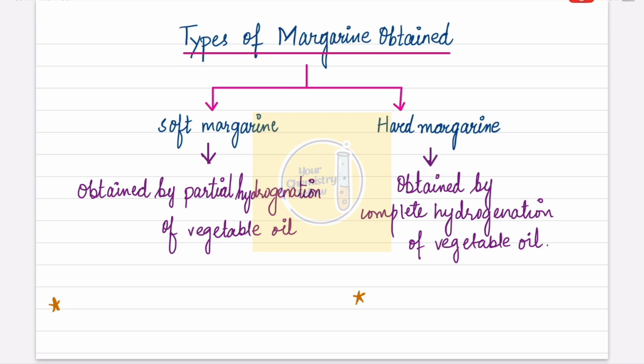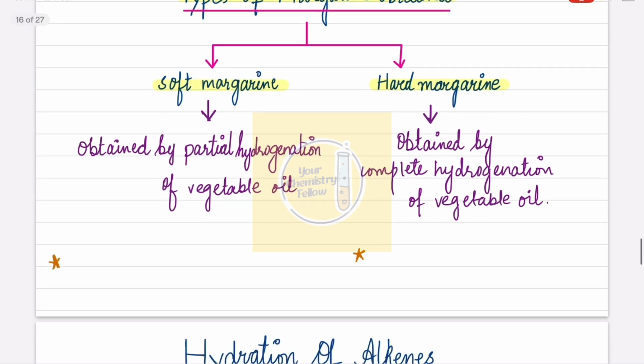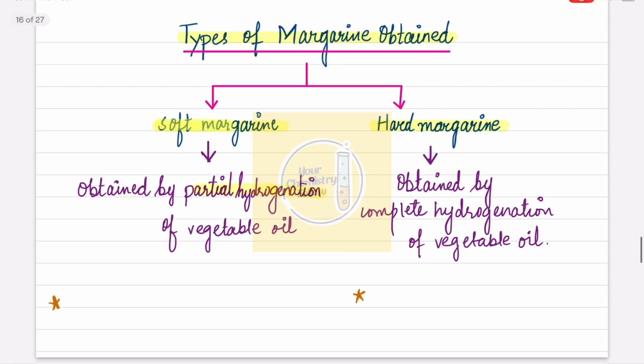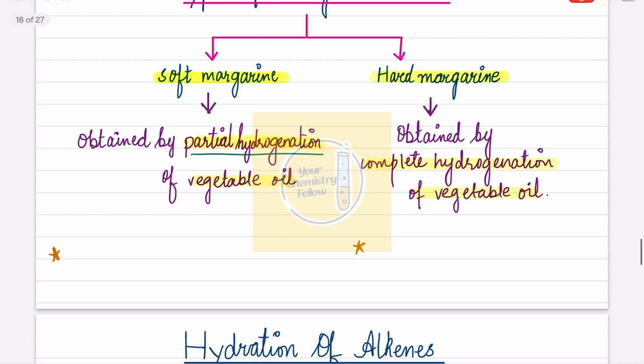Next is the types of margarine obtained during the hydrogenation reaction. There are 2 types of margarine, soft margarine and hard margarine. If alkene undergoes partial hydrogenation, then what happens? Soft margarine will be formed. If the partial hydrogenation of vegetable oil is done, then soft margarine is obtained. If complete hydrogenation of vegetable oil is done, then the hard margarine will be obtained. What is meant by the term partial hydrogenation? Partial hydrogenation means that not all carbon to carbon double bonds are hydrogenated.